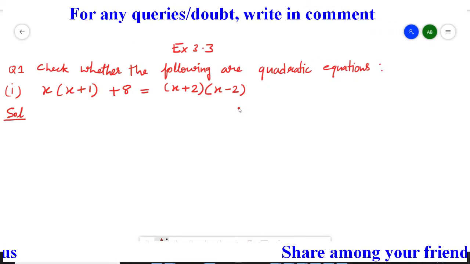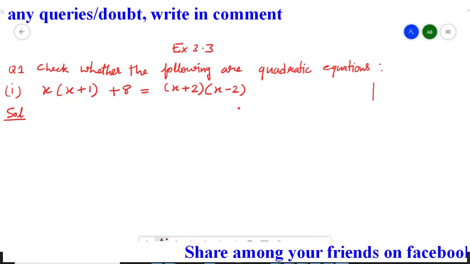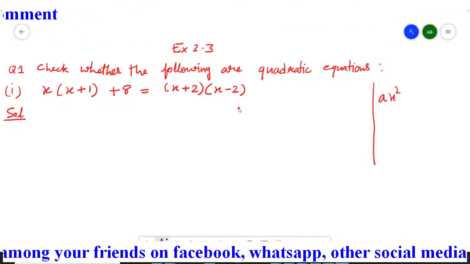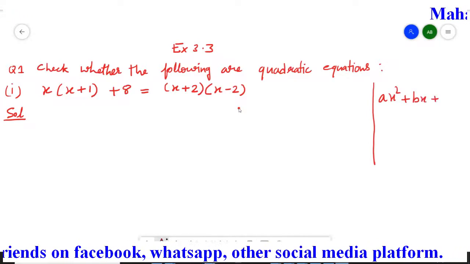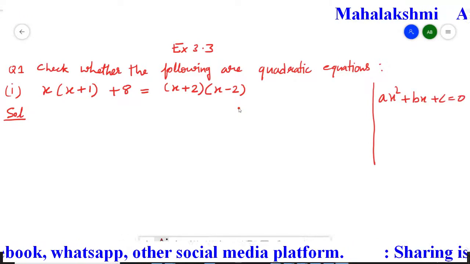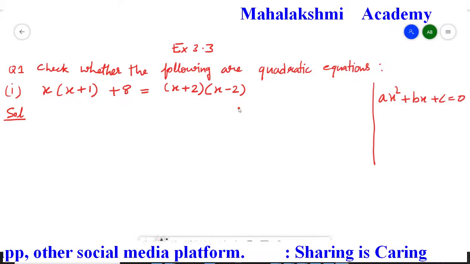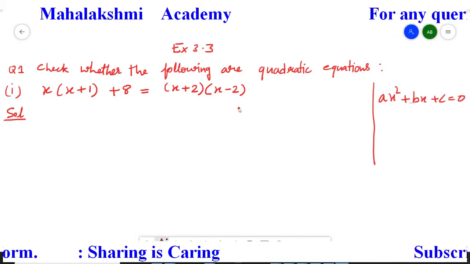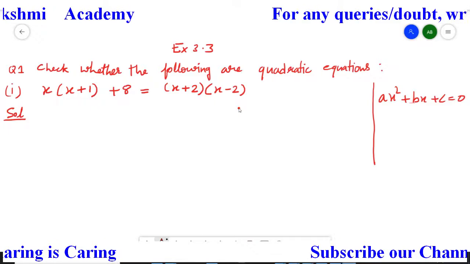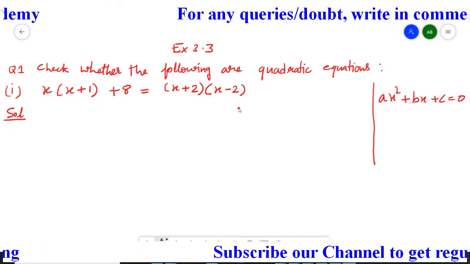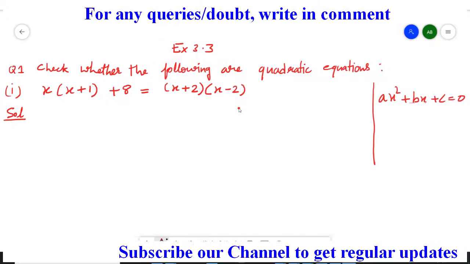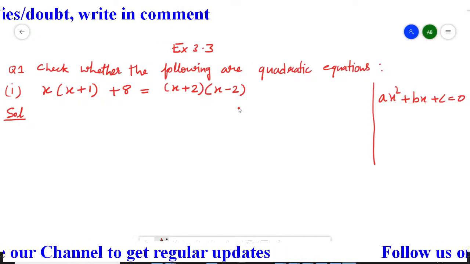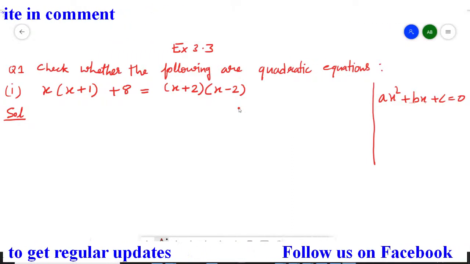So first of all, I am writing here the standard form of a quadratic equation. The standard form of a quadratic equation is ax square plus bx plus c equal to 0. It's a quadratic equation because here the degree of this equation is 2. Degree means the highest power of the variable. Here x is the variable, a and b are the coefficients of x square and x respectively, and c is the constant. So the degree is 2. That's why this equation is named the quadratic equation.